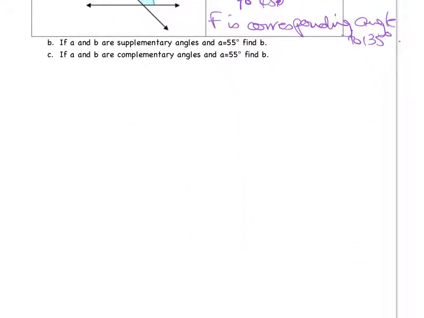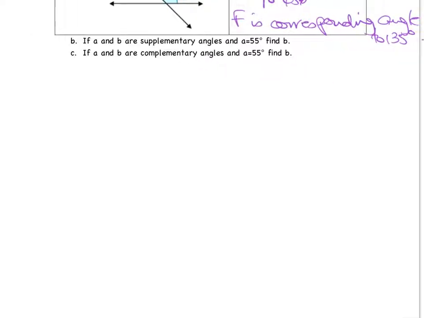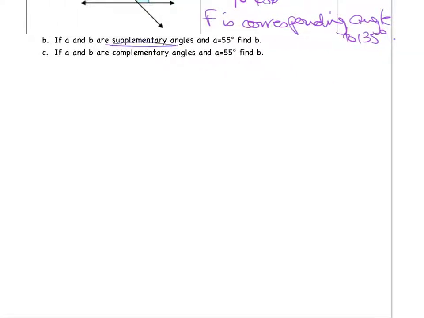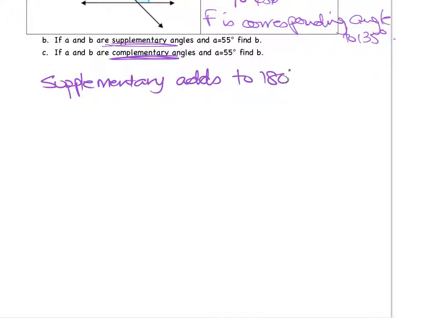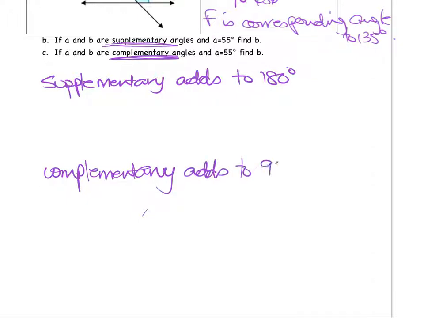B and C, if A and B are supplementary, right, they want you to find B, and then if A and B are complementary, they want you to find B. So supplementary means that it adds to 180 degrees. Complementary means that it adds to 90 degrees.